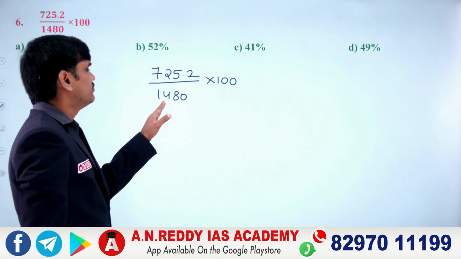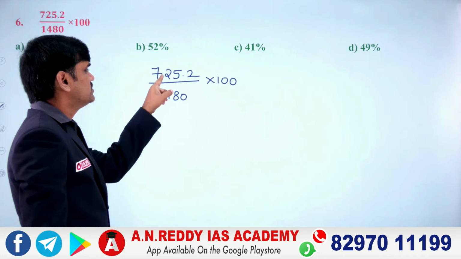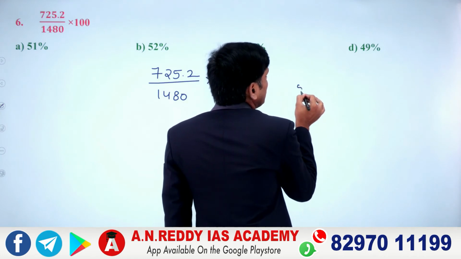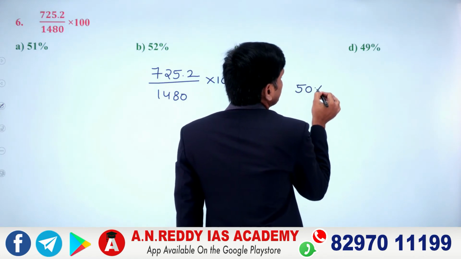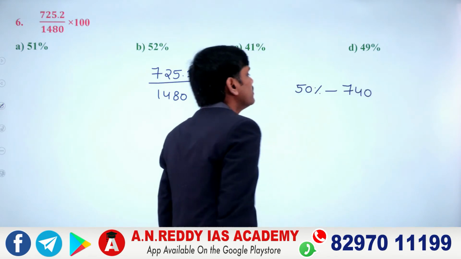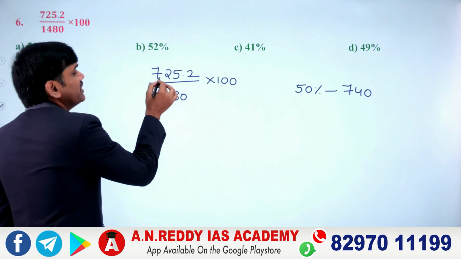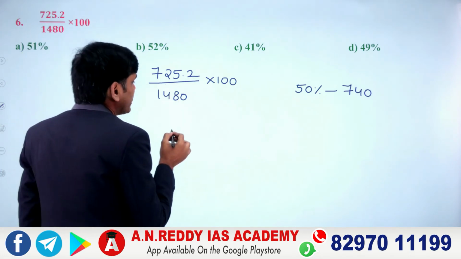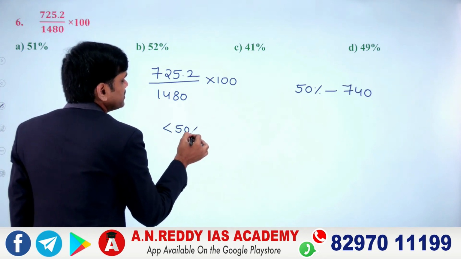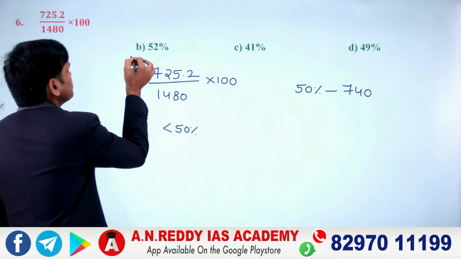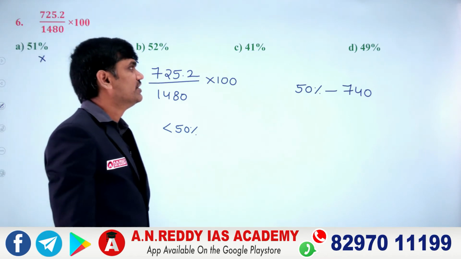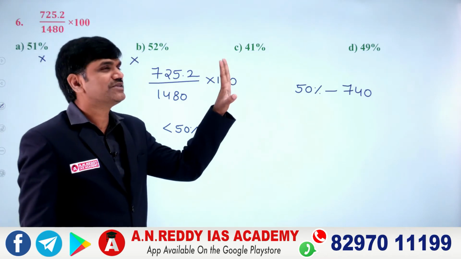If you take 50%, 50% is 740. Hence this is less than 50%. So in the first step I can say that the answer is definitely less than 50% because 50% itself is 740. So your answer has to be less than 50%. Based on this I can eliminate my answers 52 and 51. Now I am left with two options, 41% and 49%.